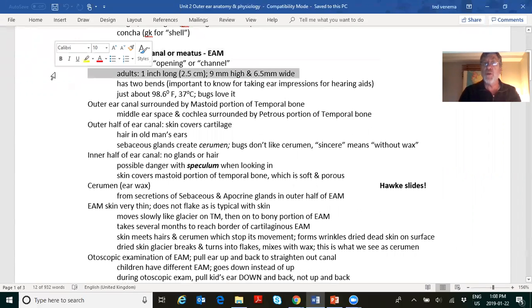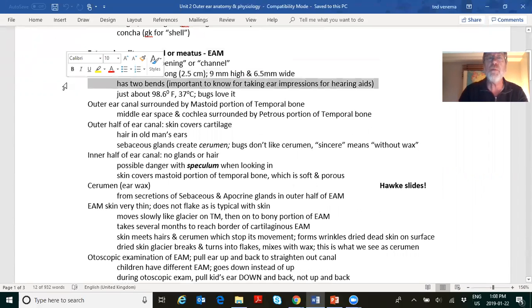And what did we say in acoustics this morning? About 2.5 centimeters long. A centimeter is about the width of your fingernail. So it's about 2.5 centimeters long, or about 1 inch. Don't worry about the height and the width, I don't care.